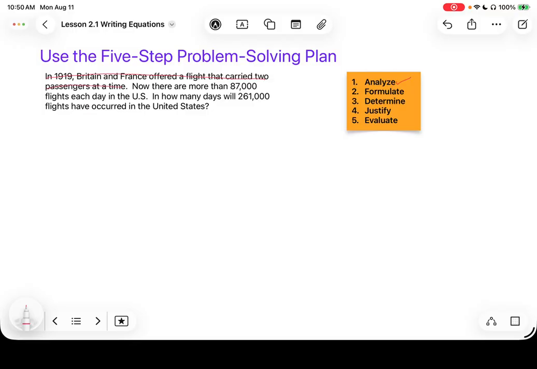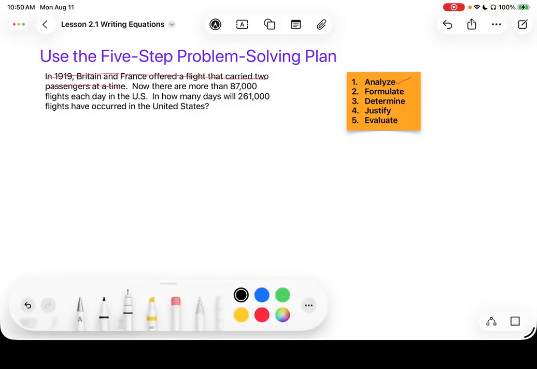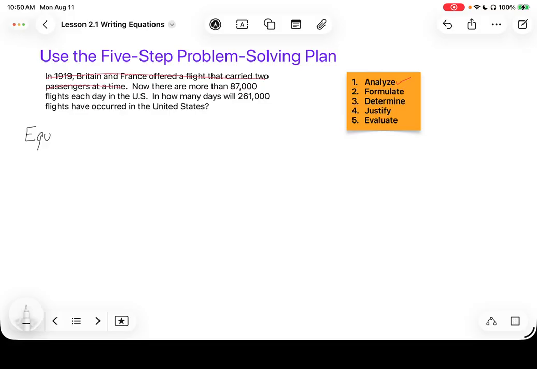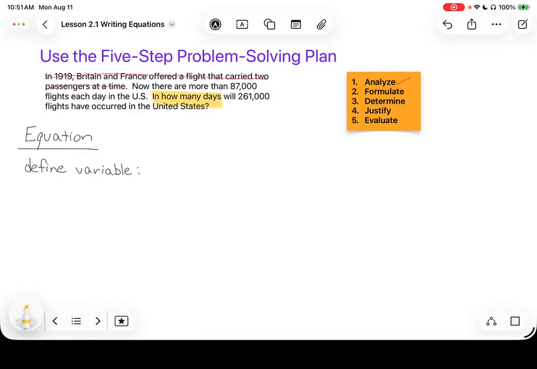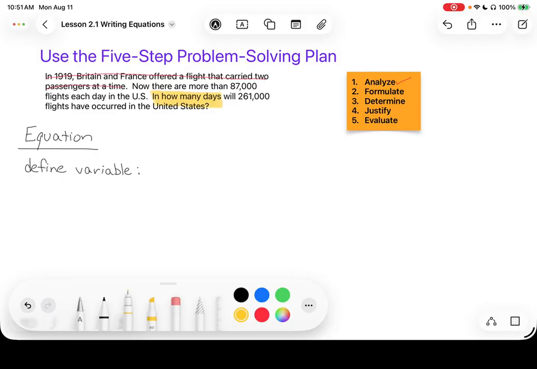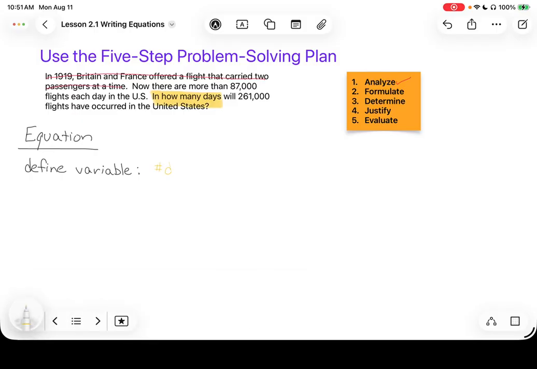Now, step number two is formulate, and in this case, formulate means I need to write an equation. So let's get our equation here. When I'm writing an equation, one of the things that I need to do is define my variables. In this case, my variable is going to be the number of days. That's what it says in the problem: in how many days will 261,000 flights happen? So I need to know the number of days, and I can use any symbol I want. I'm going to use D for days. Number of days is going to be D. That'll be my variable. Okay, great.